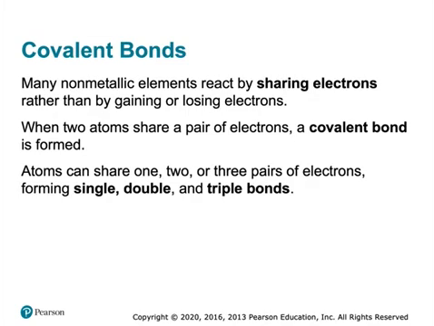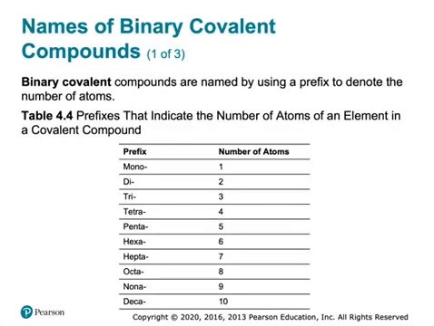So covalent bonds. We talked about ionic bonds. Ionic bonds involve transferring of electrons. Covalent bonds deal with sharing of electrons, and it depends on the number of electrons shared. So 2 electrons shared, you have a single bond. 4 electrons, a double bond. 6 is a triple bond. But anyways, we're talking about naming still.